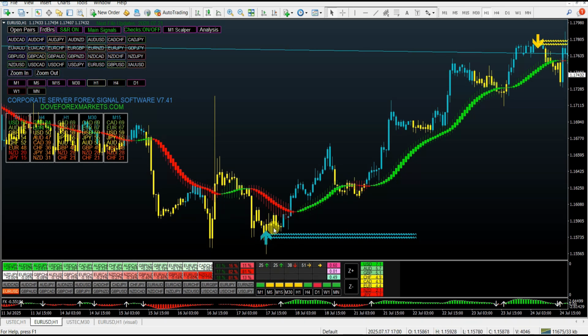When you see the arrow appearing, look at the corresponding arrow and count that arrow as arrow number 1. Arrow number 2 there that you're able to see is actually a retest. Then arrow number 3 is forming a reversal pattern, because everything with the Corporate Saver Forex signal software looks at all technical analyses.